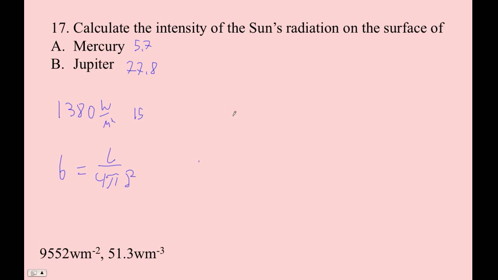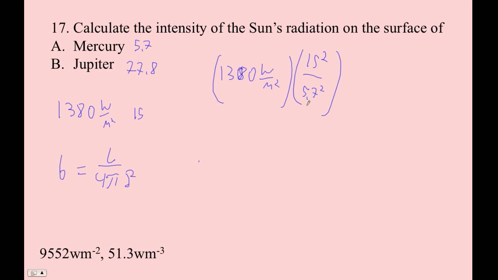These are just arbitrary units, all times 10 to the 10th. So at Mercury, it's got to be bigger, by a ratio of these distances squared. To figure out Mercury, we're going to go 1380 watts per square meter. It's got to be more at Mercury because Mercury is closer. It's the ratio of the distances squared, so 15 squared divided by 5.7 squared. So 1380 times 15 squared divided by 5.7 squared.